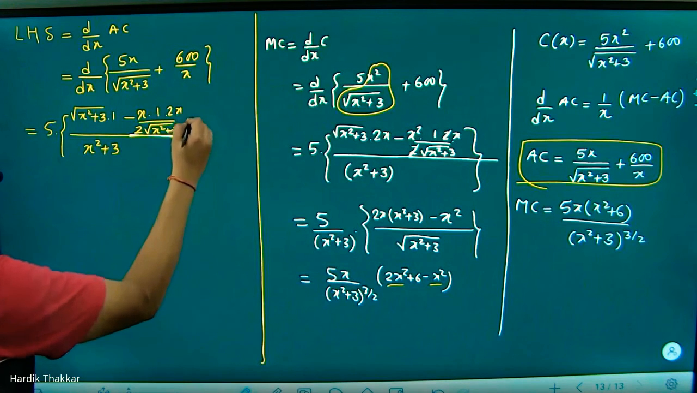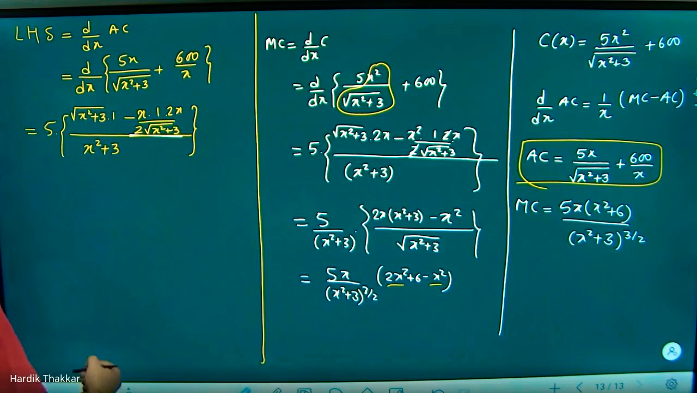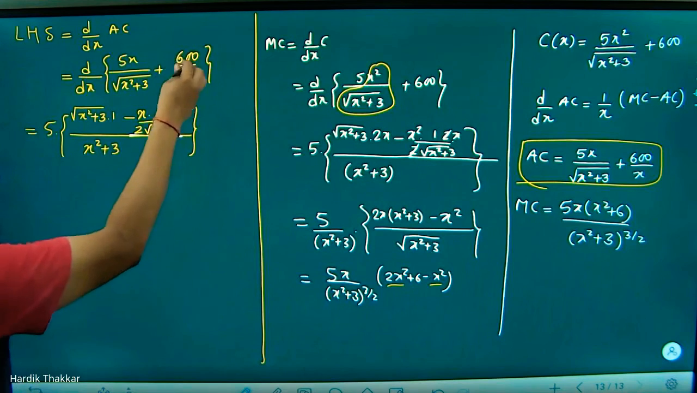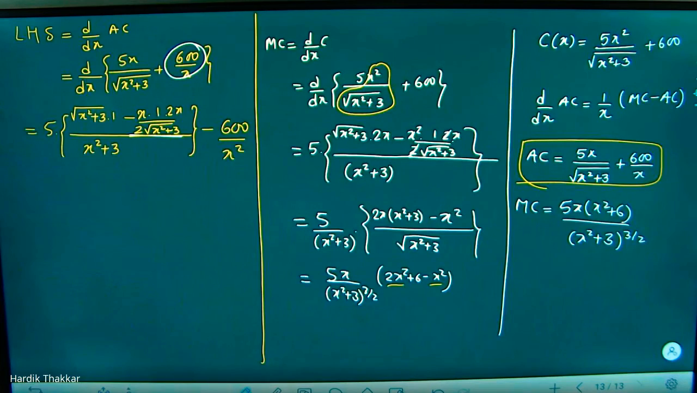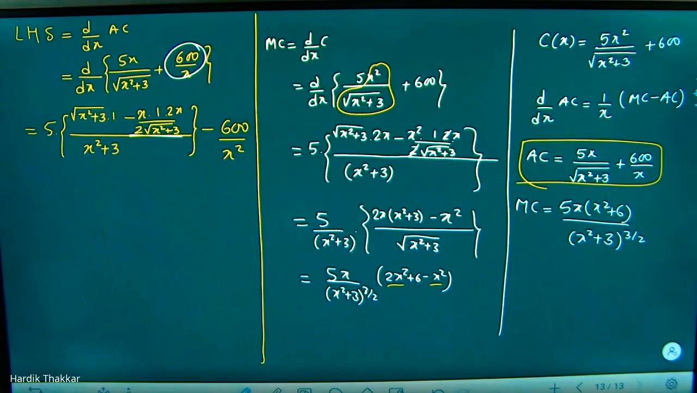Okay, so this part plus the derivative of this part will be 600 upon x. We could have first taken LCM so that we could get the denominator equal. Like we have 5x upon root x square plus 3 and then 600 upon x. Can we take LCM so that we will have just one denominator?